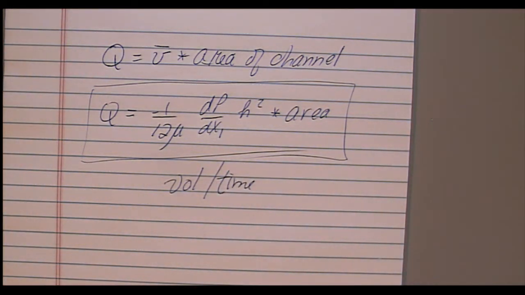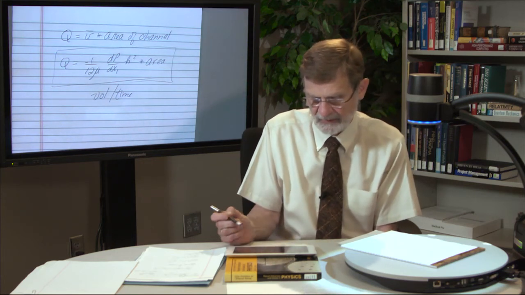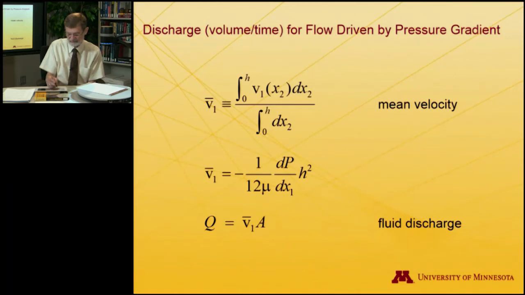All right, let's go back to the view graphs for just a second. This is what we've calculated. We've determined the mean velocity as a function of the constraints on the system: the viscosity of the fluid, the pressure gradient, how hard we're pushing, and the height of the channel. And then from that we can calculate the discharge as just the mean velocity times the cross-sectional area.